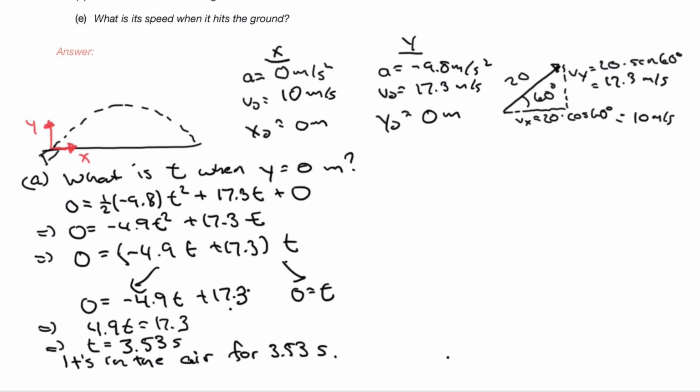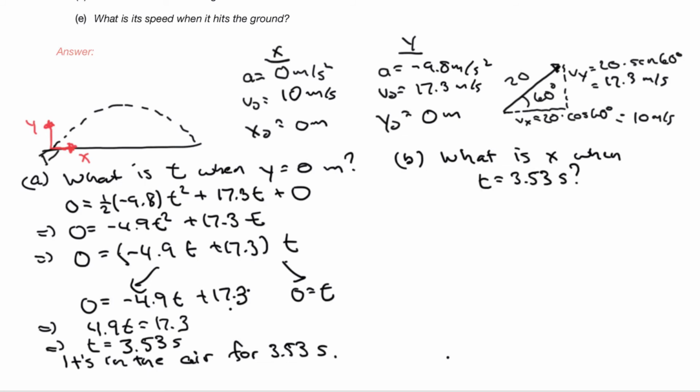Like in the last problem, if you do this on your own and you get slightly different numbers due to rounding, that's not a problem. That happens. In part B, we're asked to find its range, and its range is defined as the horizontal distance it travels. So this is a horizontal problem, and the question we should be asking is about x, and in this case, what is x when t equals 3.53 seconds?